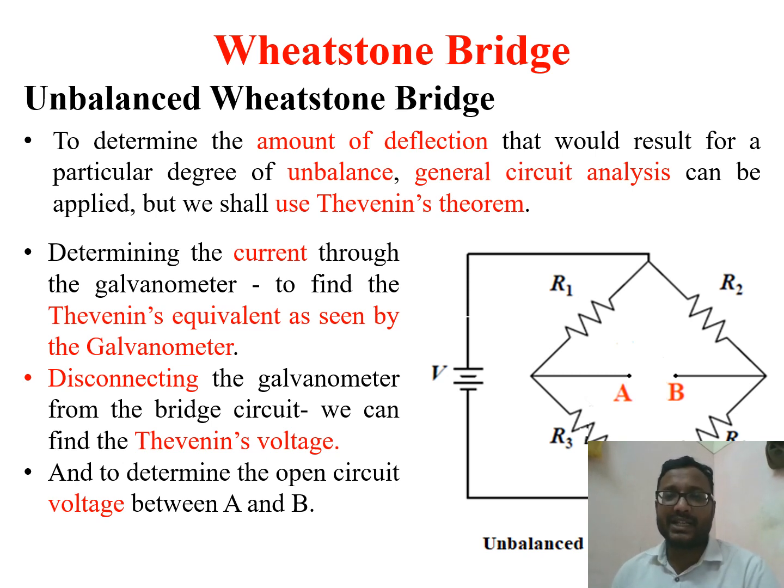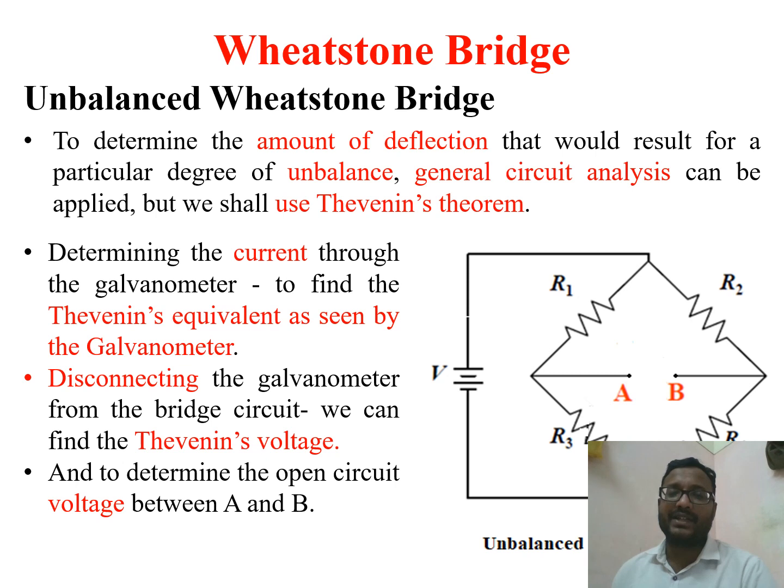So how can we calculate that deflection? To determine the amount of deflection that would result for a particular degree of unbalance, first determine the current through the galvanometer. How can we calculate the current value through the galvanometer? The first step is to find the Thevenin's equivalent as seen by the galvanometer. So according to this circuit, we have to convert into the Thevenin's equivalent circuit.